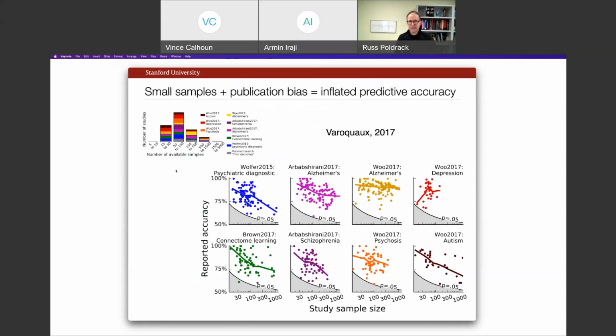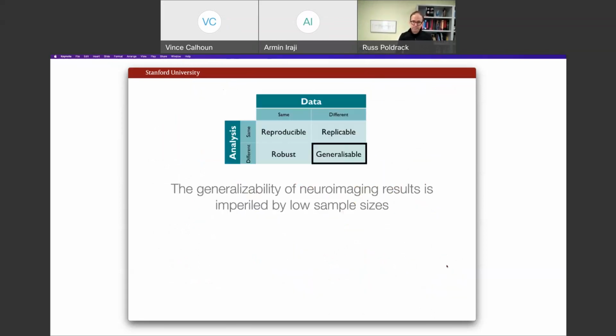This also seems to be the case for predictive modeling. Gaël Varoquaux showed this in his nice cross-validation failure paper a few years ago, which showed, in general, for machine learning analyses, you also see this decline effect across a lot of different phenotypes. Okay, so the generalizability of neuroimaging results seems to be imperiled by low sample sizes. So how do we fix this?